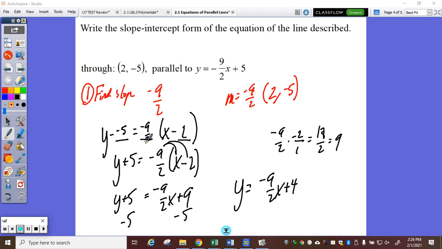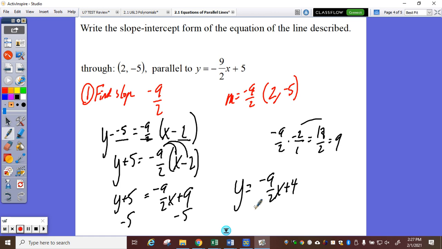All right? So this way I went ahead and did point slope. Y minus the y value equals the slope times x minus the x value. These two negatives right here make it a positive. I distribute the negative 9 over 2 to the x, negative 9 over 2x. Negative 9 over 2 times negative 2 is over here. Gives me positive 9. Subtract the 5 to both sides.